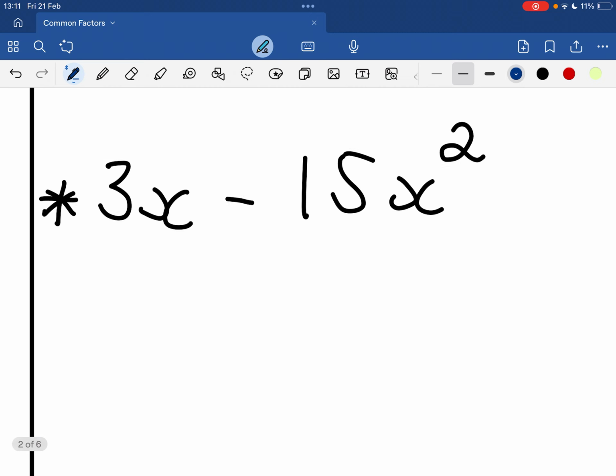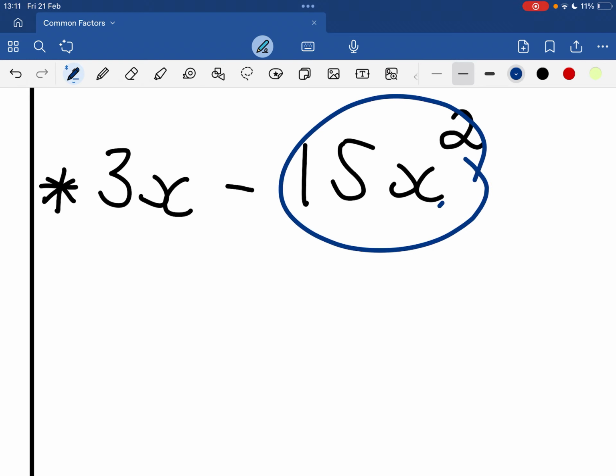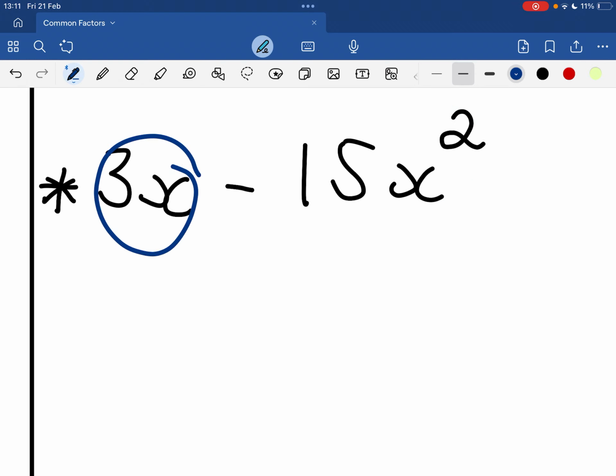Let's look at this example. We have 3x minus 15x squared. Is the common factor here a number or a variable? Well, it's actually both. 3 goes into 3x, and 3 also goes into 15x squared. x goes into 3x, and x also appears in 15x squared. And so the common factor is both 3 and x. It's 3x.